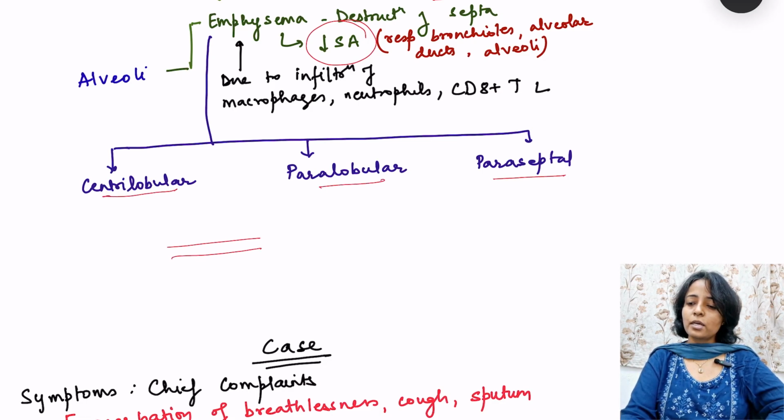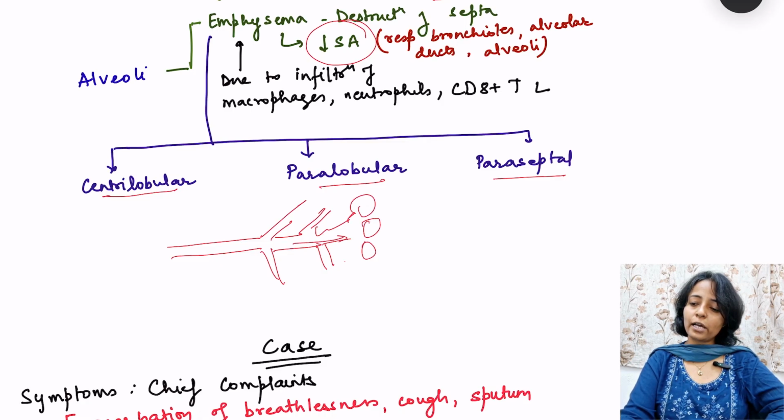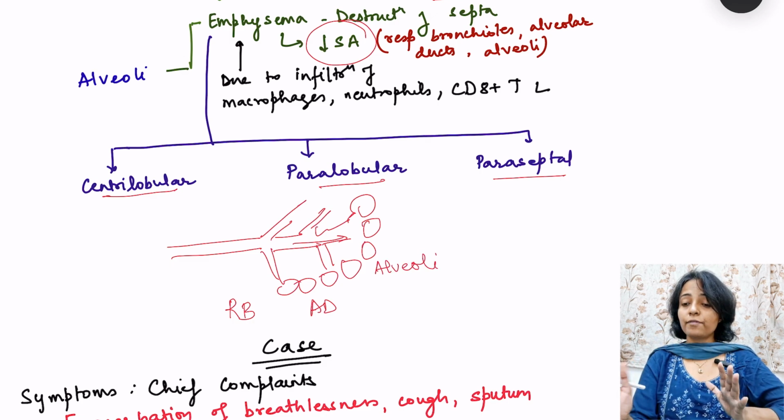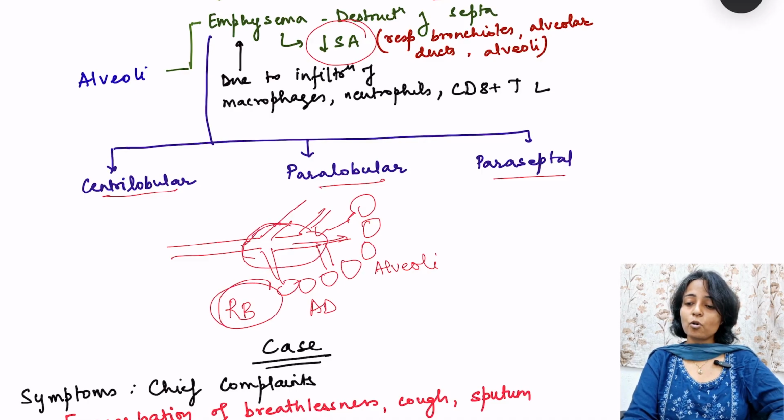So suppose this is the respiratory bronchial region, and here these are alveolar ducts and we have alveoli here. Okay, so this is the region where respiratory gas exchange takes place. We have respiratory bronchioles, alveolar ducts and the alveoli. Centrilobular emphysema mainly affects the respiratory bronchial region. So here this will all become as one mass, right? So there will be destruction of the septa and this is going to become as one mass.